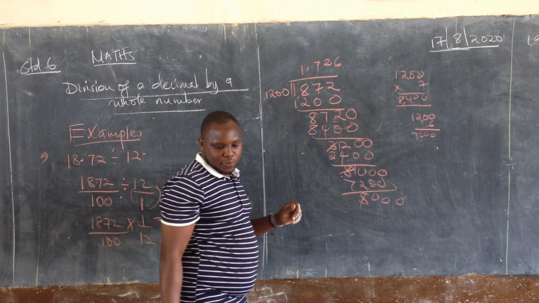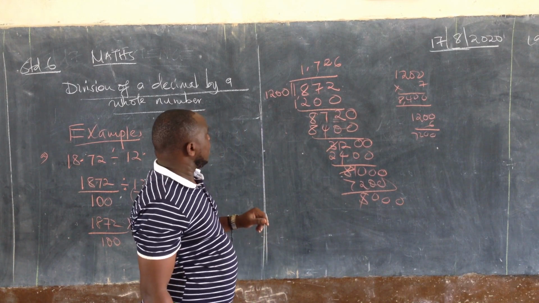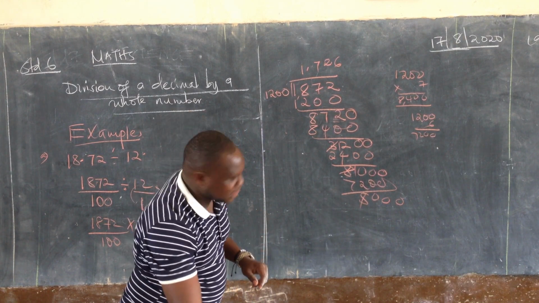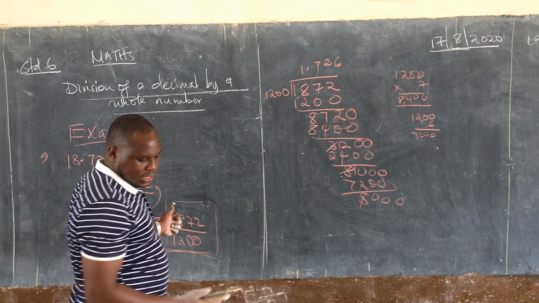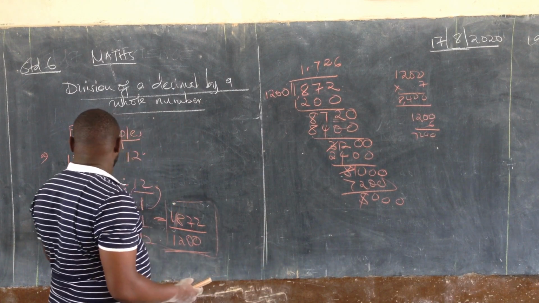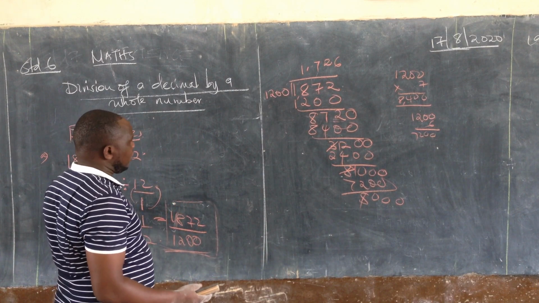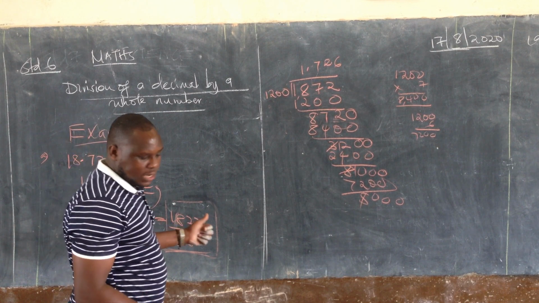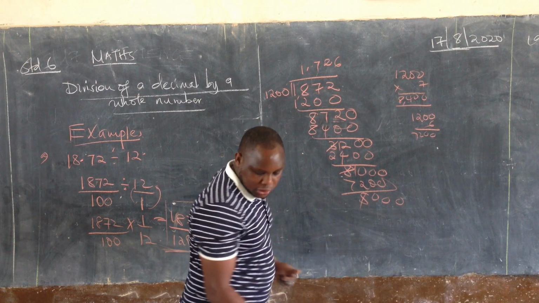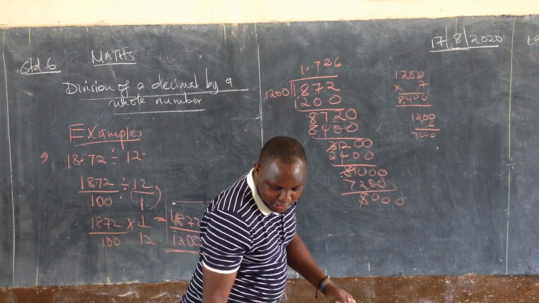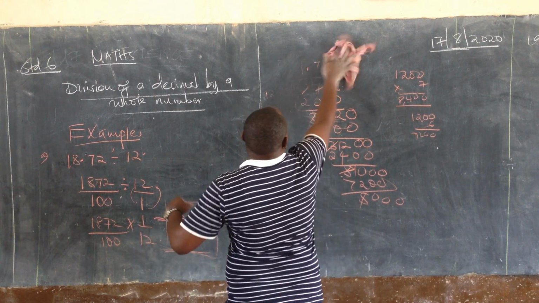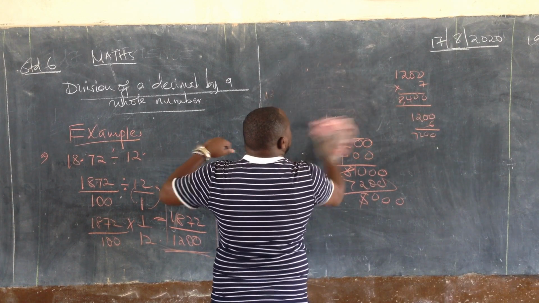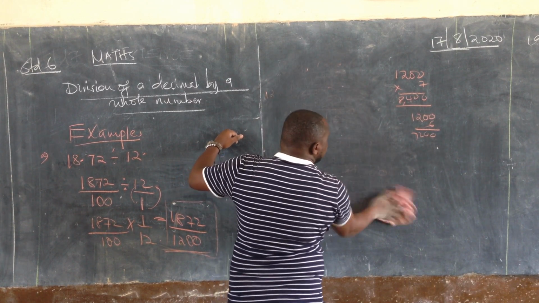If you look at that answer, we made a mistake. This 18.72 divided by 12, there is a mistake somewhere. Let me correct that mistake before we continue.